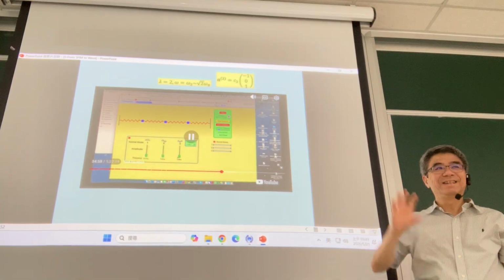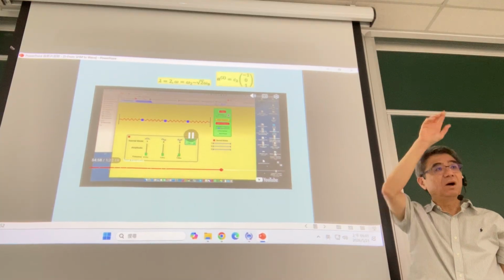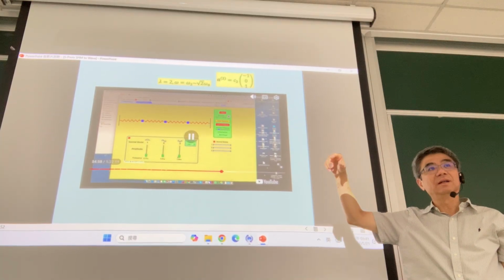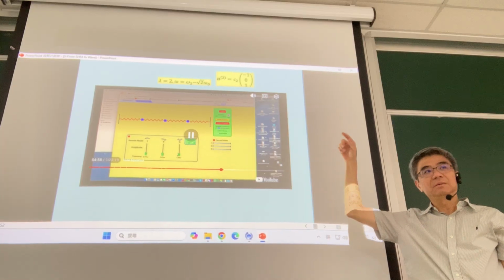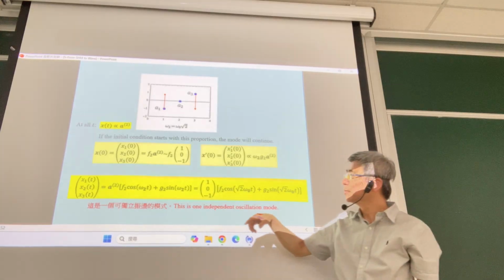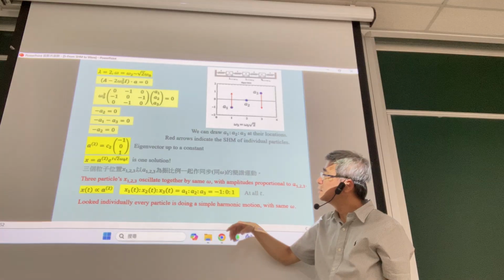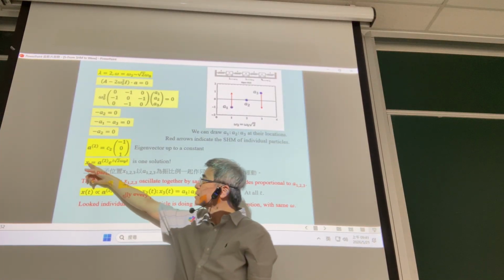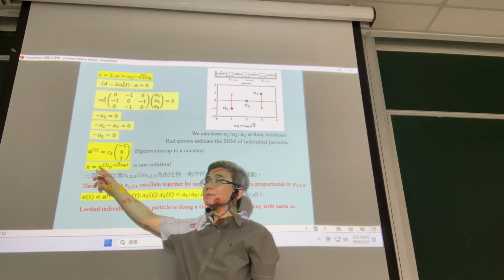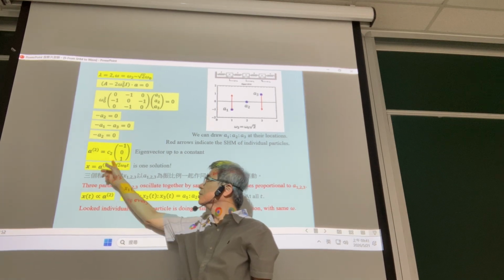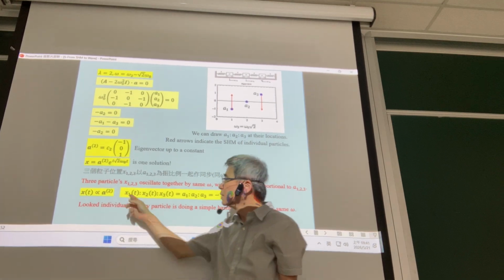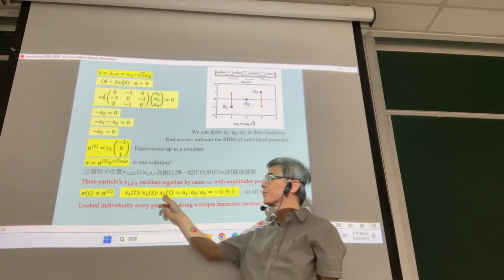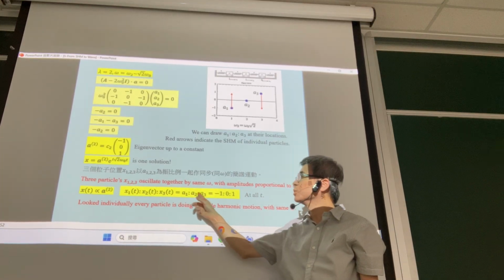The ratio is the same. x1 to x2 to x3 is equal to A1 to A2 to A3. Because your x is equal to the eigenvector A2 times a number, therefore x1 to x2 to x3 is equal to A1 to A2 to A3.